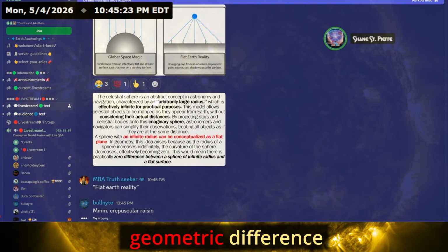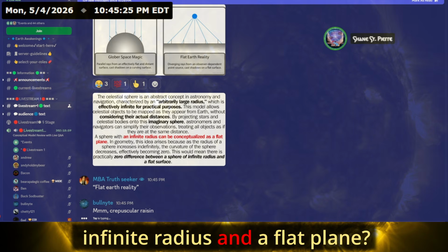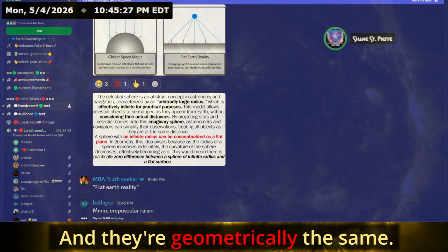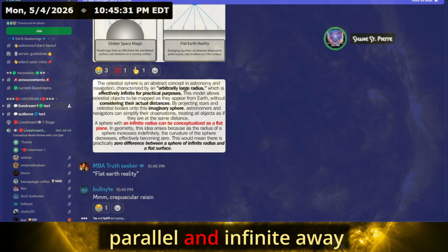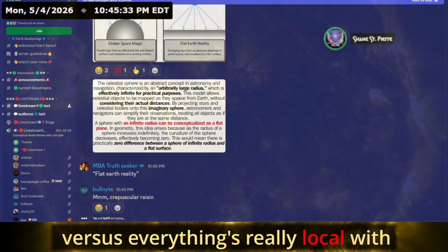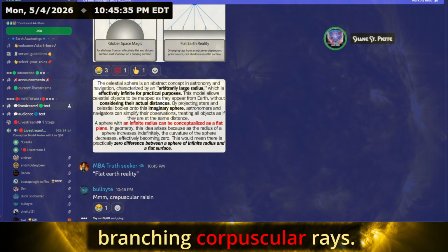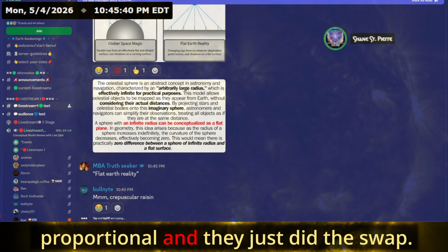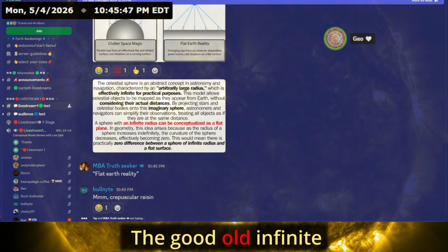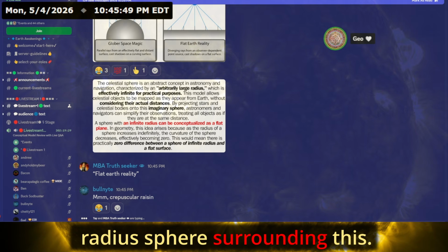Well, then what's the geometric difference between a sphere of infinite radius and a flat plane? They're geometrically the same. So that's how they get away with that. Let's pretend everything's parallel and infinitely far away versus everything's really local with their branching corpuscular rays. And that's how I think those things are related. They're inversely proportional, and they just did the swap. Yep, the good old infinite radius sphere surrounding this.